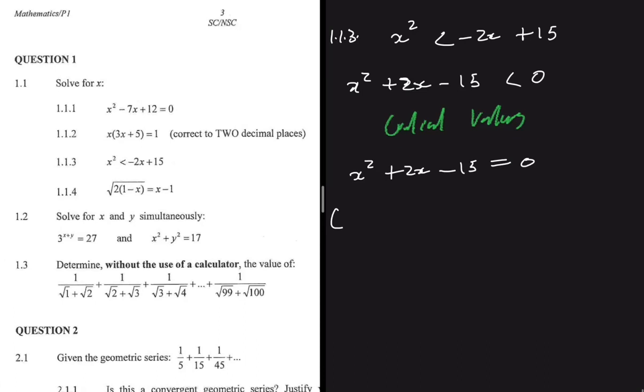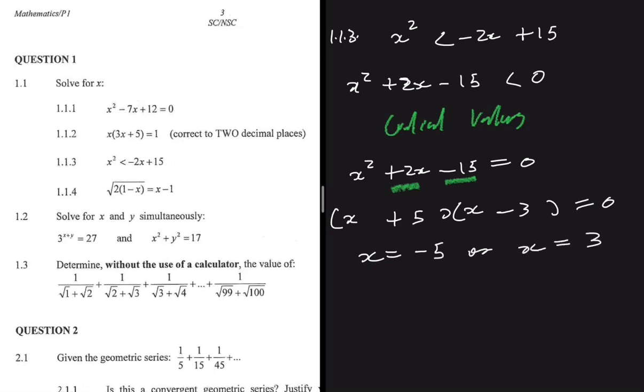Again, we're going to open 2 brackets and ask ourselves that key question again. Which 2 numbers do I multiply to get minus 15, but when I add them, I get plus 2? That is plus 5 and minus 3. So we're going to get (x plus 5)(x minus 3). So x is equal to minus 5 or x is equal to 3, right?